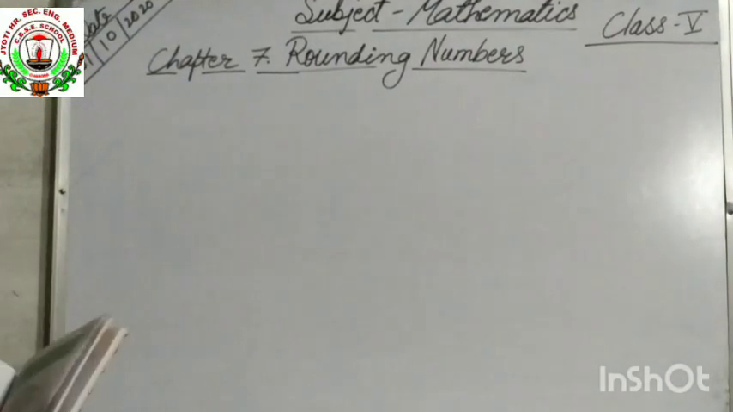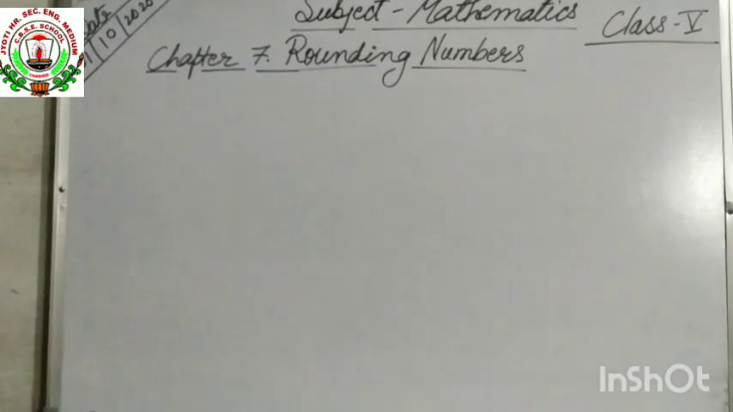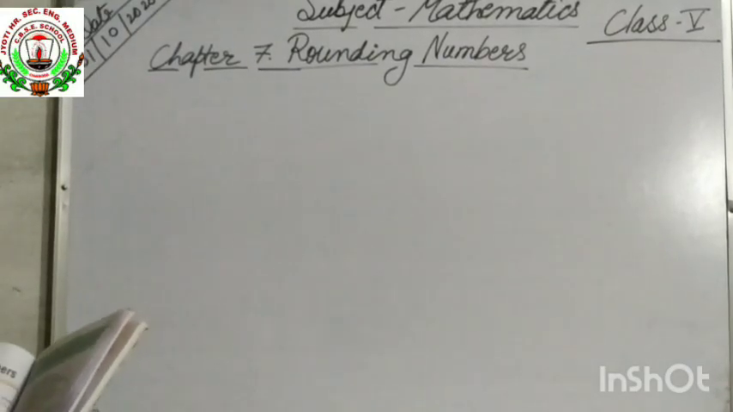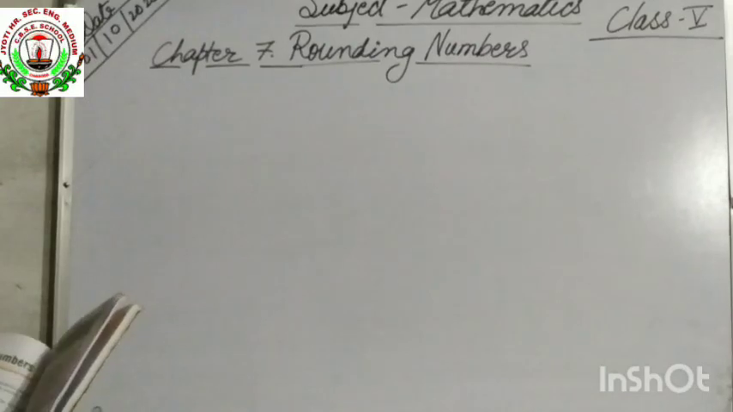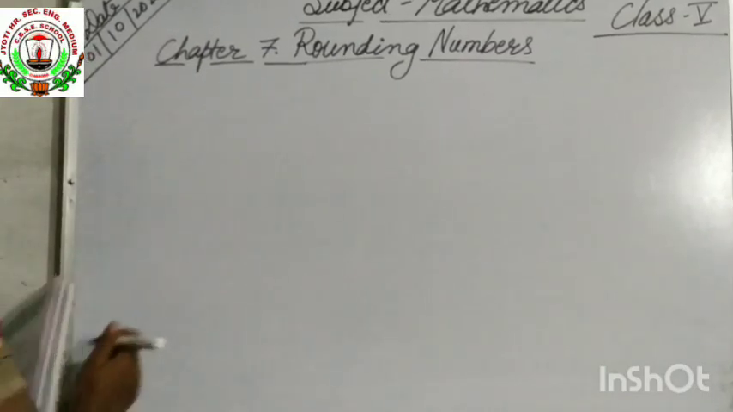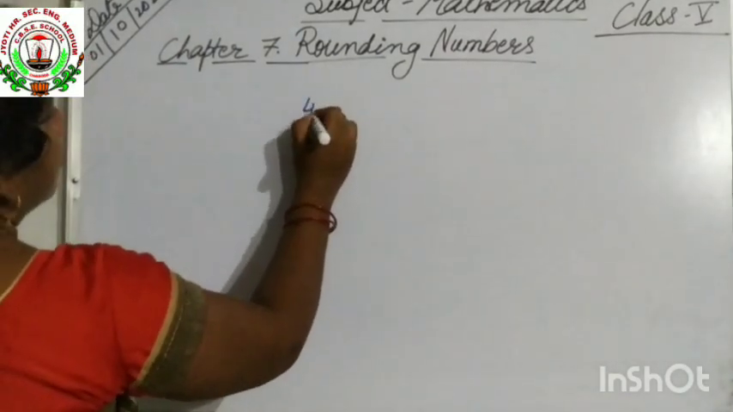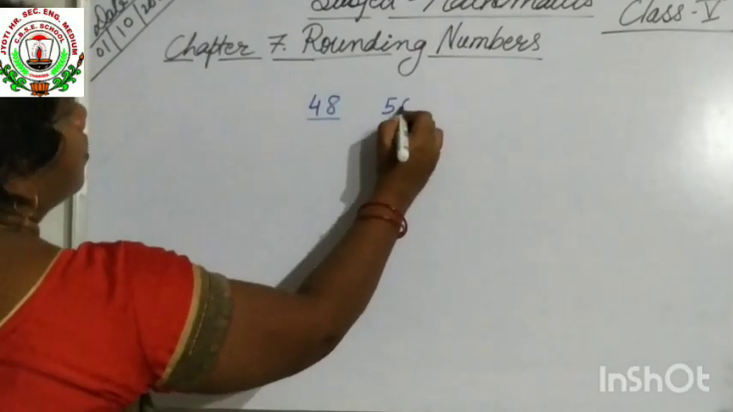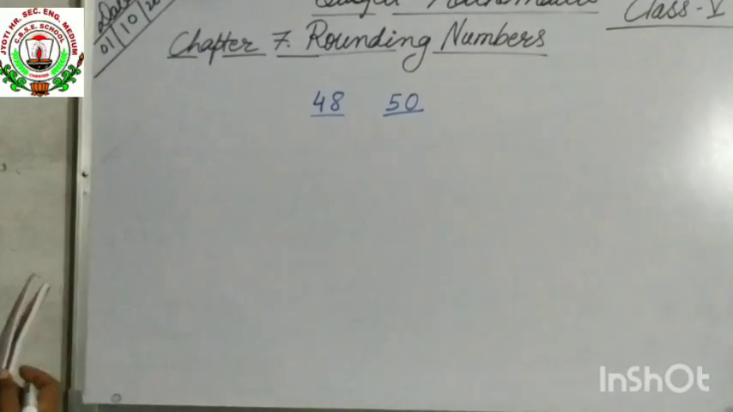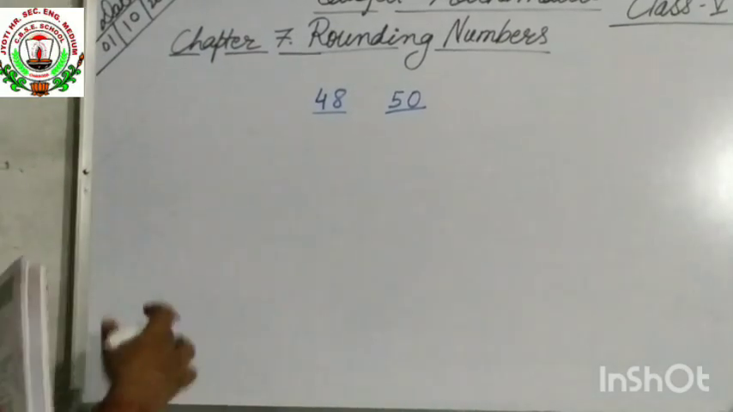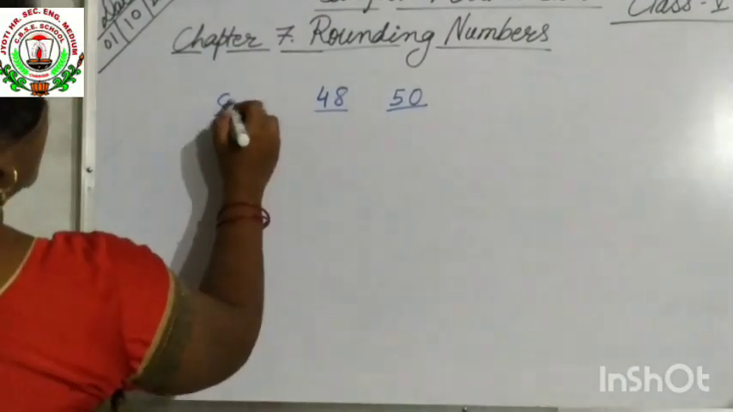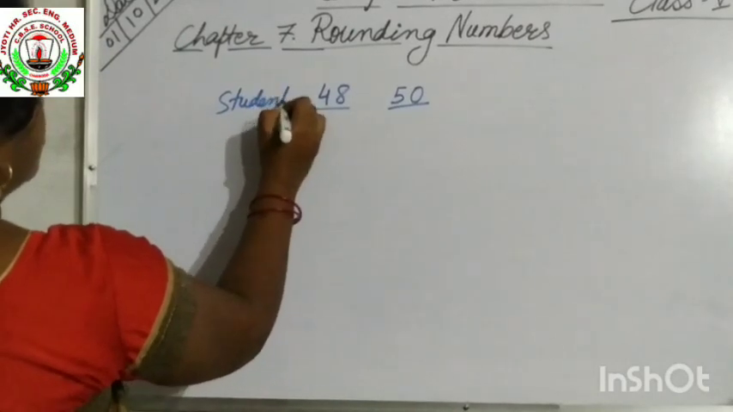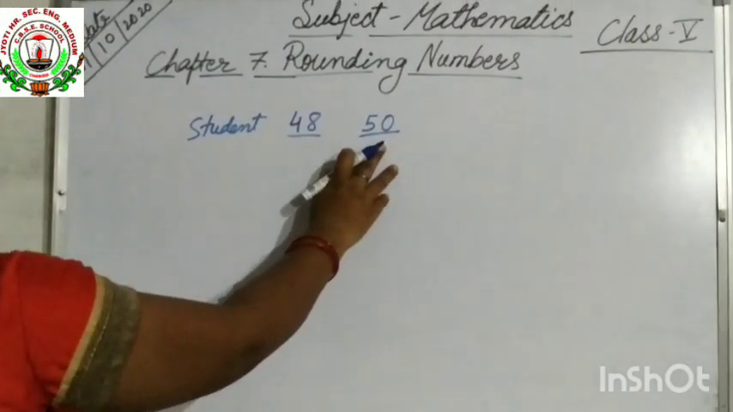In rounding numbers, in daily life, suppose someone asks how many children are in your class. Suppose there are 48 children in your class. Sometimes you will say approximately 50. We say approximately 50 students are there in my class. At that time we are giving an approximate answer.